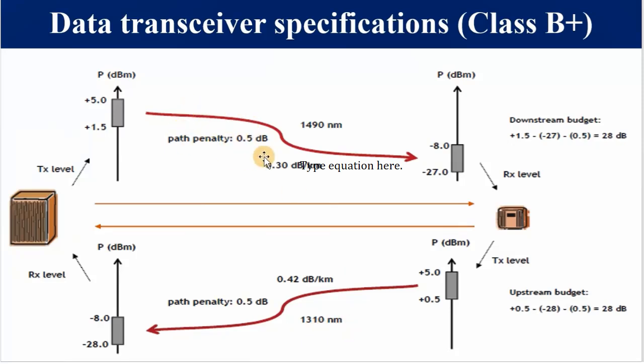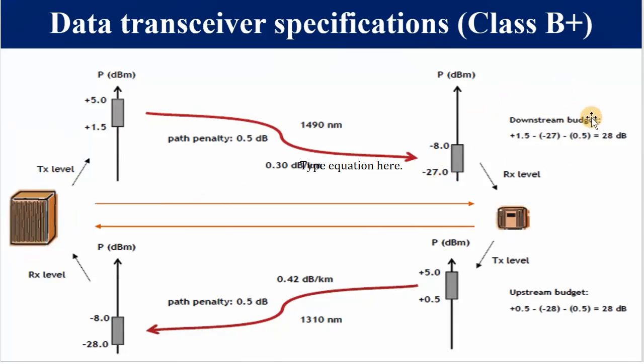This is another name for margin. It's a penalty, 0.5 dBs per kilometer. Then fiber loss per kilometer, 0.30 dB per kilometer. This is beyond your control. The minimum received power is from minus 8.0 dBm to minus 27.0 dBm. So this is the OLT and this is our ONU.